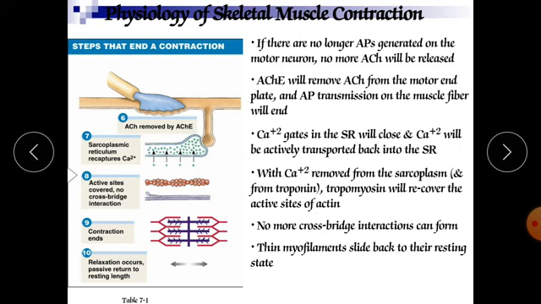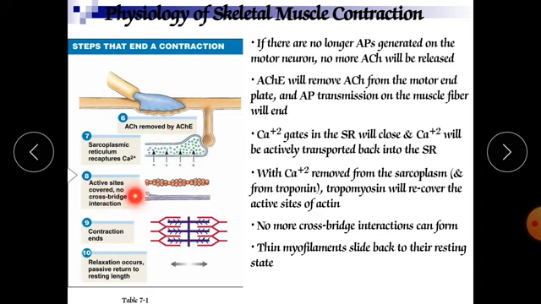So the next step: the sarcoplasmic reticulum's calcium channels will close, and the calcium ions will be actively transported back into the sarcoplasmic reticulum. The sarcoplasmic reticulum is the storehouse of calcium, where it can be stored again. As calcium gets into the SR, the voltage gated calcium channels close, and the calcium goes back toward the sarcoplasmic reticulum.